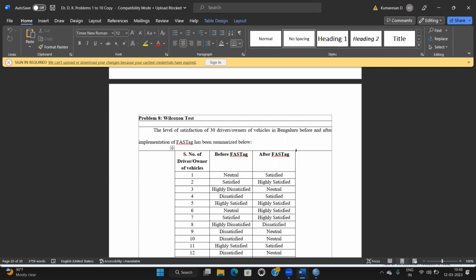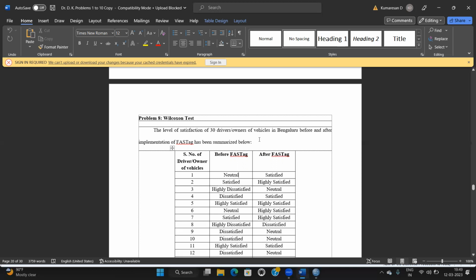Our FASTag sticker is scanned and the amount is deducted. We don't need to tender exact change at the toll plaza counter. We need not bother about the currency notes, because it is automatically deducted from your account. So the time consumed is reduced after implementation of FASTag.